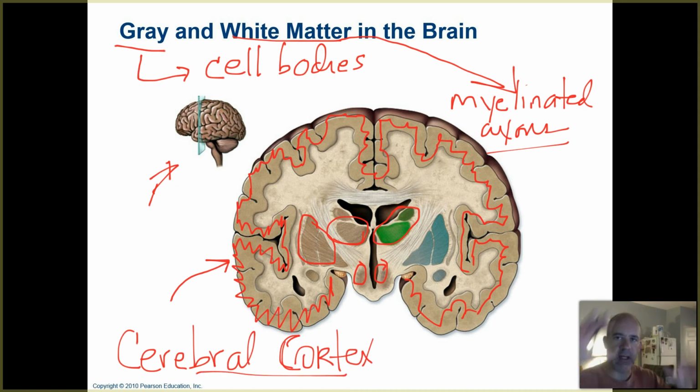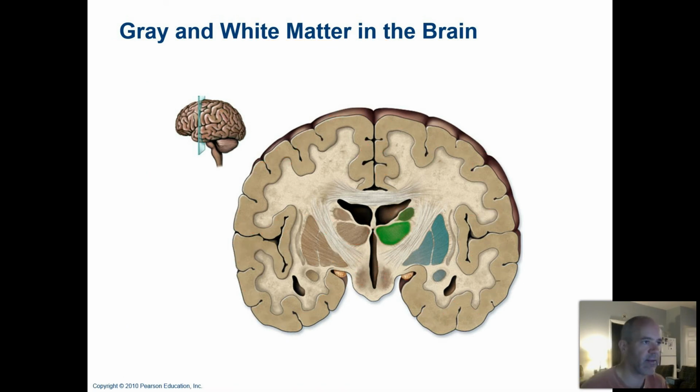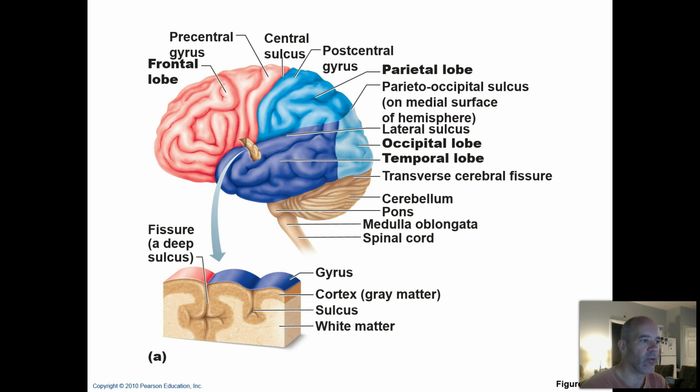And of course, that's going to extend all the way across the surface of the brain, and that's where you have the majority of the cell bodies of your brain neurons. And different areas, different sections of the cerebral cortex have different functions, which we'll hit some of the highlights on as well.